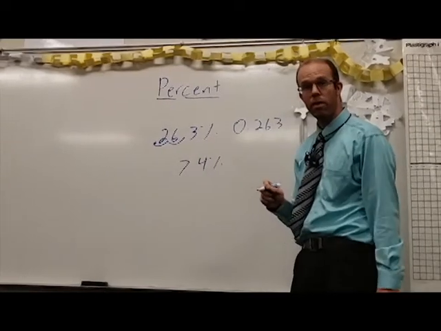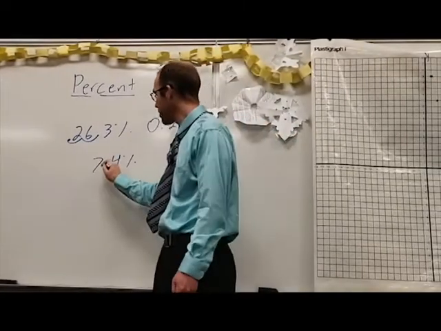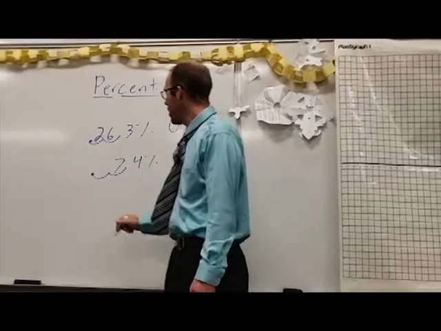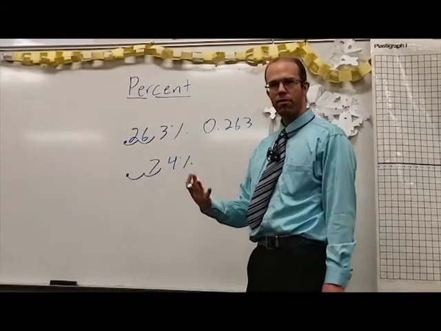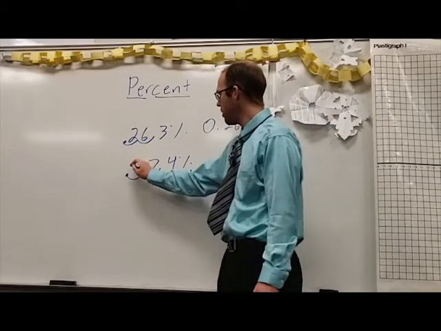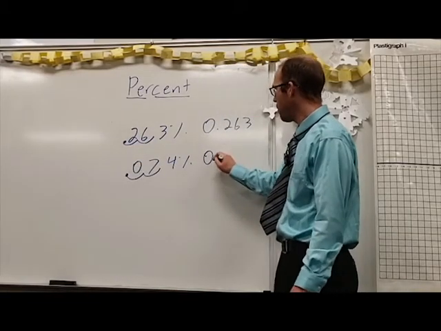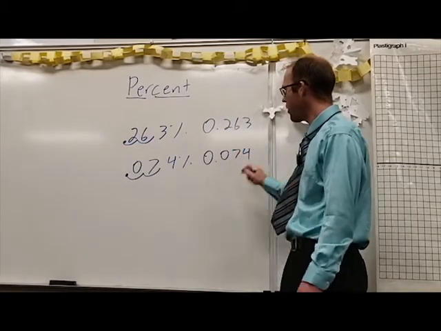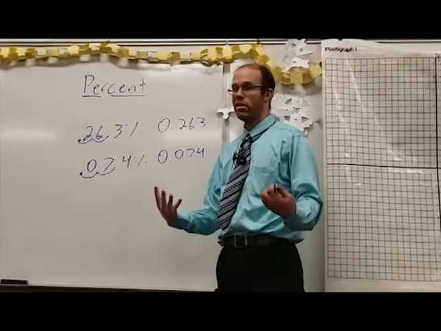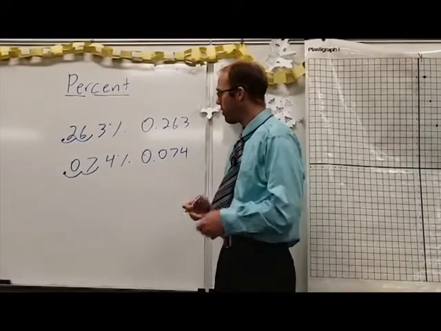If I have 7.4%, we move the decimal over twice again. That's once, twice. Now we have an empty space here, so I'm going to fill that up with a 0, our placeholder, and that would give me 0.074. Going the other way, it's just the same process. We move the decimal over the other direction though.